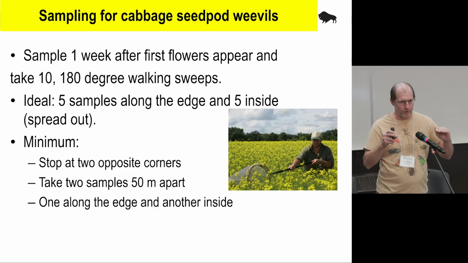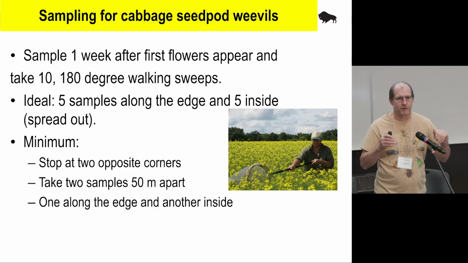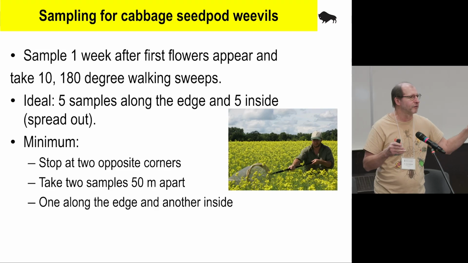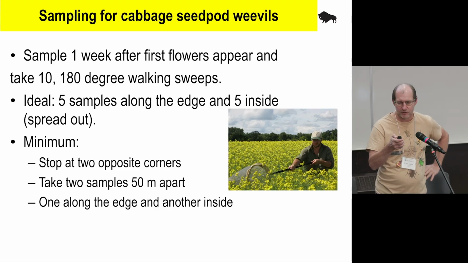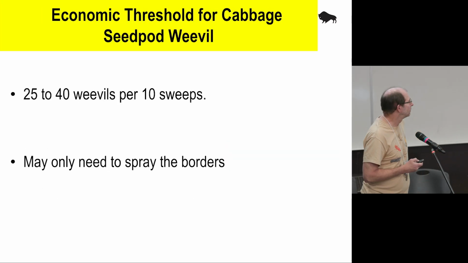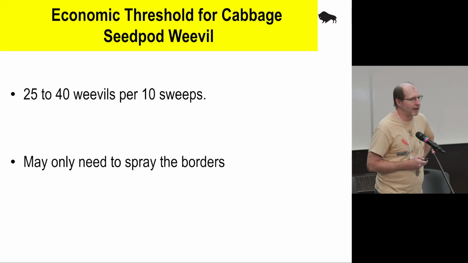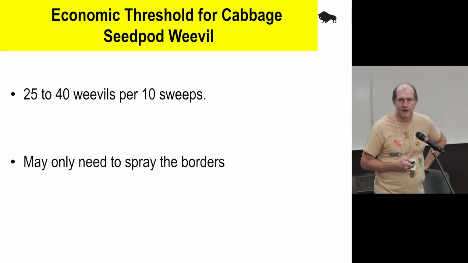Now, if at 4, the threshold, 25 to 40, say you do 4, and you're right around that 25, and you're not quite sure, I would do a few more sweeps and just see what your average turns out to be. But do your sweeping. And again, 25 to 40 weevils in 10 sweeps, that's your threshold. And again, edge effect, sometimes it is a good idea to sample both the edge and the interior. If it's a very heavy edge effect, you may just need to be spraying your field edges.